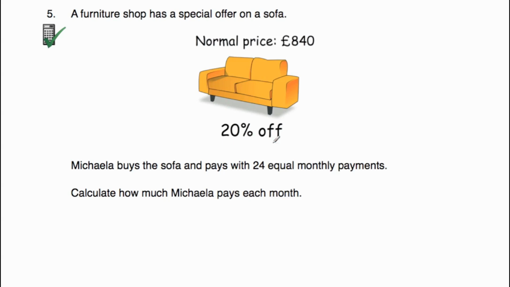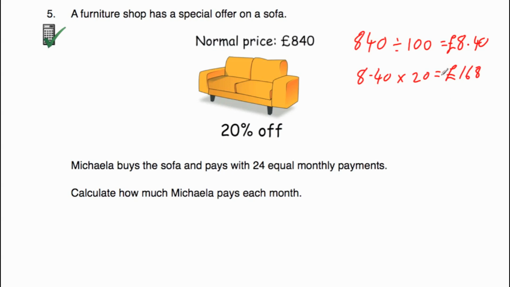So let's first of all work out the price of the sofa in the sale. So we want to reduce the price by 20%. That's a calculator question. So I'm going to take the price, divide it by 100 to find 1%, and then times it by 20. I could just divide by 5 to find 20% if I wanted to, but I'm going to take my 840 divided by 100, so that would be £8.40. And then I'm going to take my 1%, which is £8.40, and times it by 20. So £8.40 multiplied by 20 equals £168.